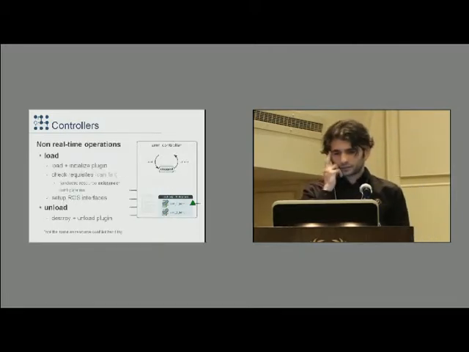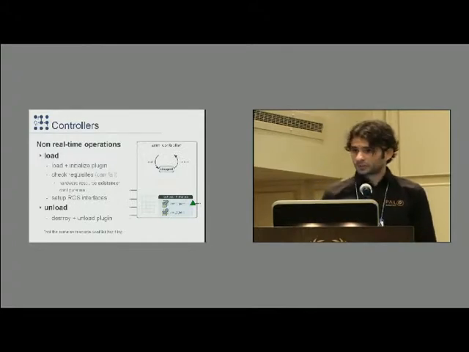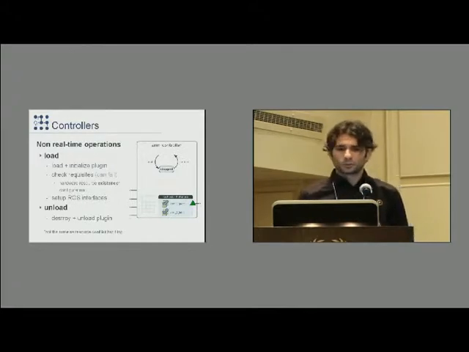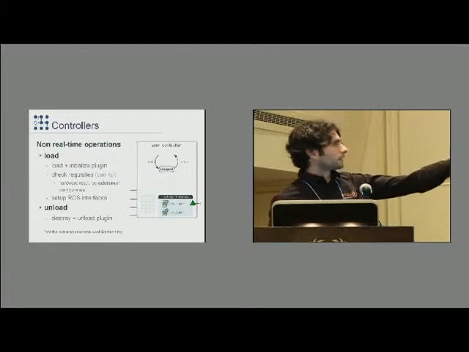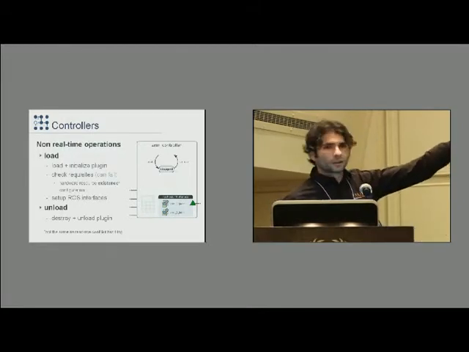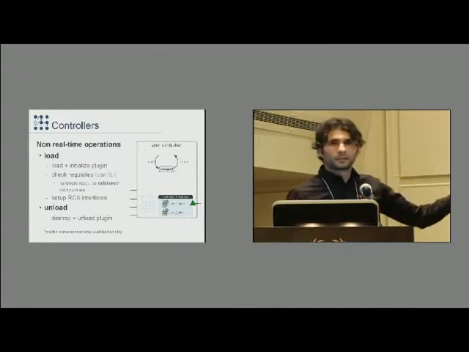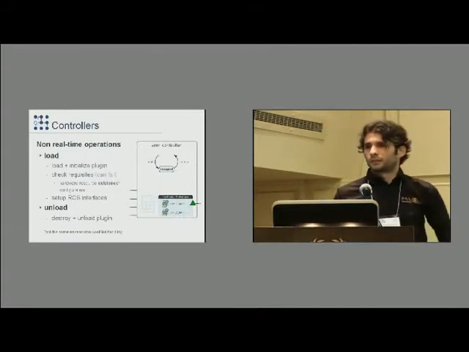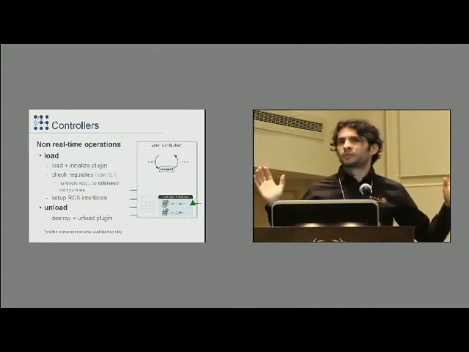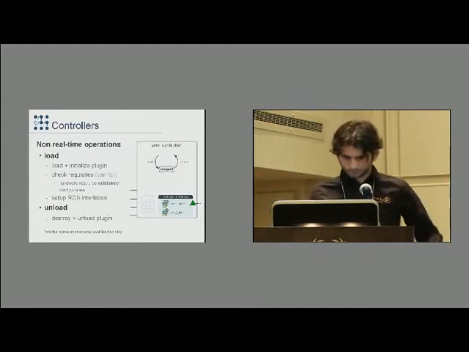So let's start by taking a look at the state machine. Here there are some non-real-time operations, like load. When you load a controller, you're basically initializing the plugin. And what you want to do here is to check requisites, for example the existence of hardware resources. In this case, we need two joints named ARM1 and 2, and they must implement a position interface. If your robot doesn't have that, then your controller will say, hey, I cannot work with this robot.